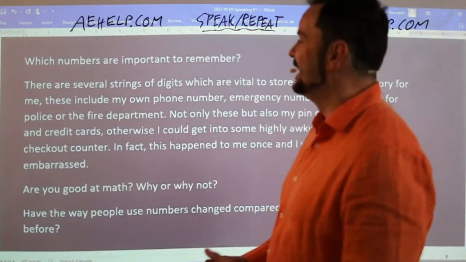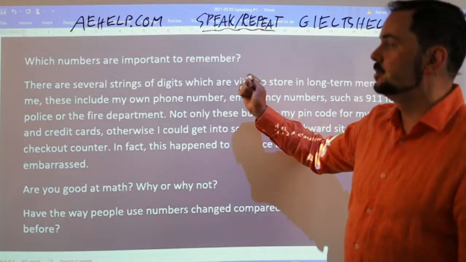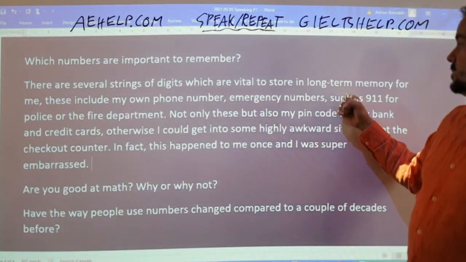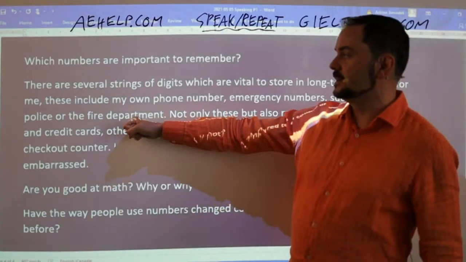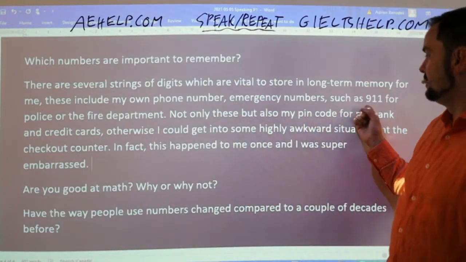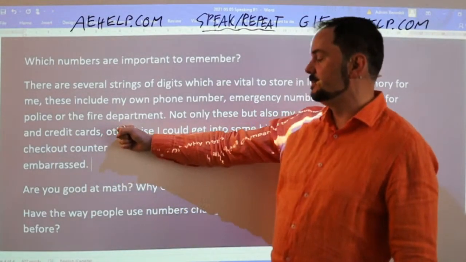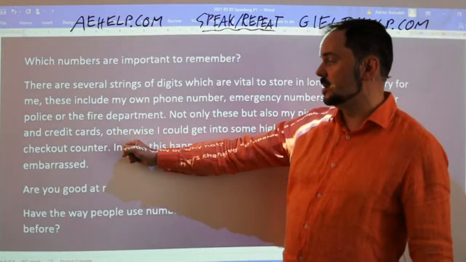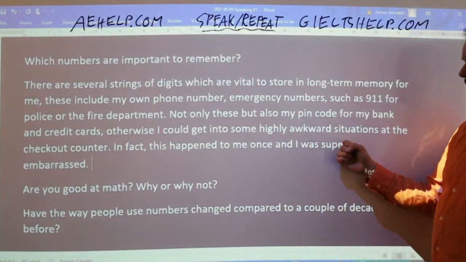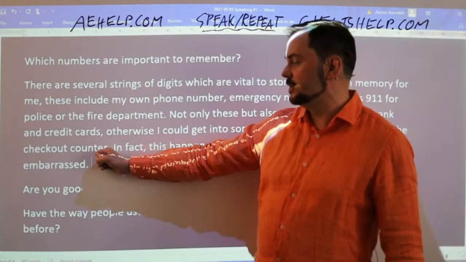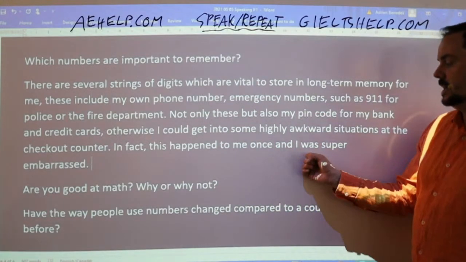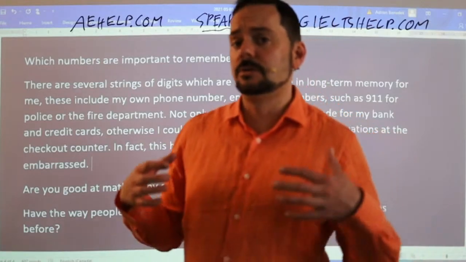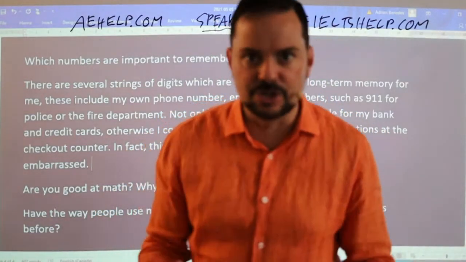Okay. So here we go. Repeat after me. Which numbers are important to remember? There are several strings of digits which are vital to store in long-term memory for me. These include my own phone number, emergency numbers such as 911 for police or the fire department. Not only these, but also my PIN code for my bank and credit cards. Otherwise, I could get into some highly awkward situations at the checkout counter. In fact, this happened to me once and I was super embarrassed. Okay. Now, this is a nice, full, complete, fluent, original answer.